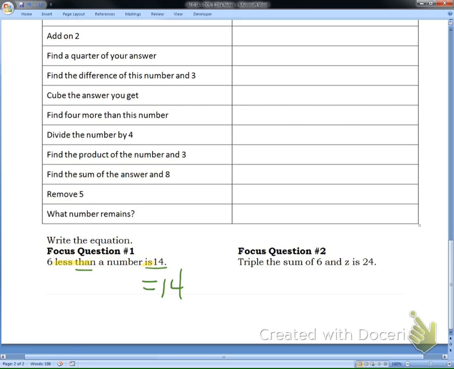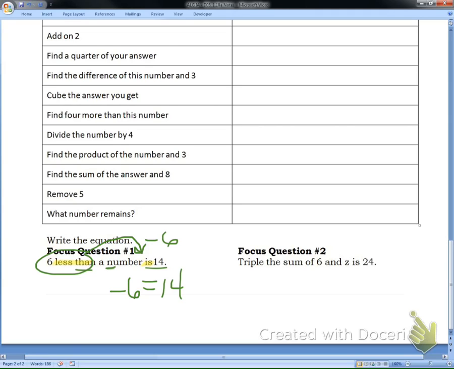What operation is less, though? It's subtraction, so we need to pull it at the end and subtract 6, so minus 6. But what are we subtracting 6 from? They don't give us a number. In fact, they give us the words a number, and this is typical. You'll see this a lot in verbal equations here.